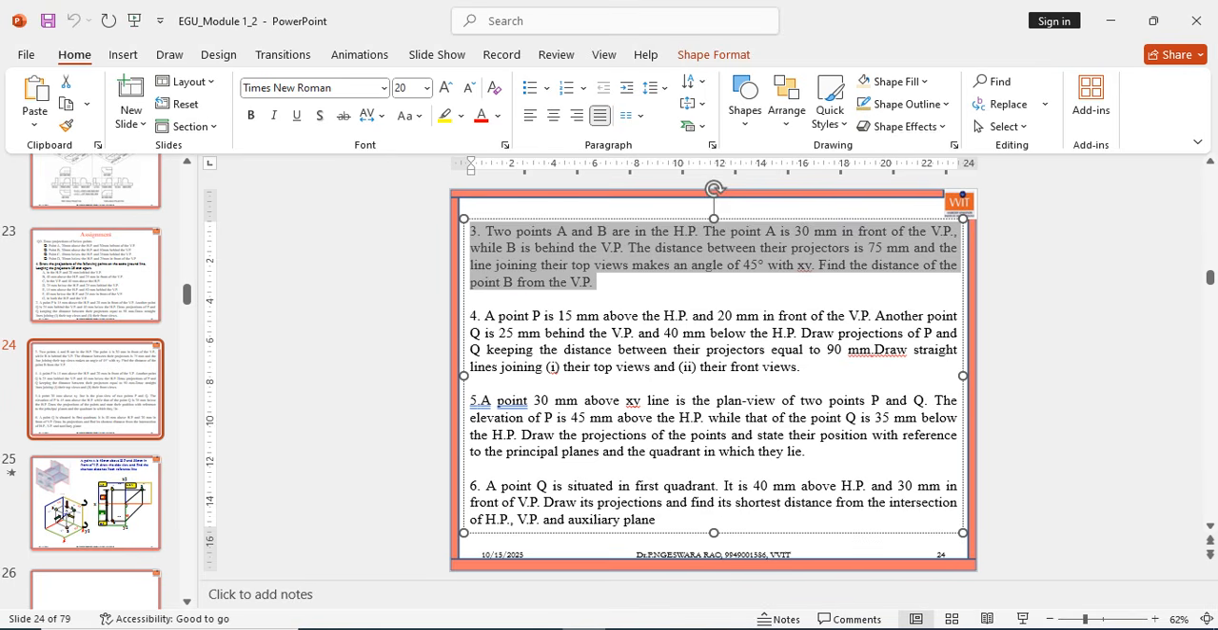So we will discuss the last problem in case of mm, these point problems.